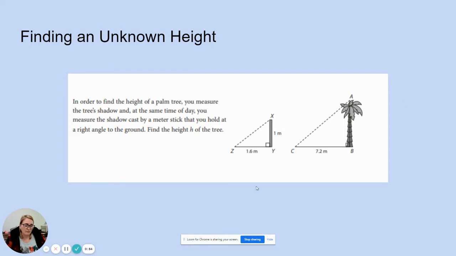And this one, they've already drawn the diagram. But in order to find the height of a palm tree, you measure out the tree's shadow. And then you measure the shadow cast by a meter stick, because this is a meter stick, 1 meter, and cast the shadow there. And we use those to be able to find what the height of the tree is. So notice you have a height and height, a shadow and a shadow, and then you're going to set up your proportion and solve it.